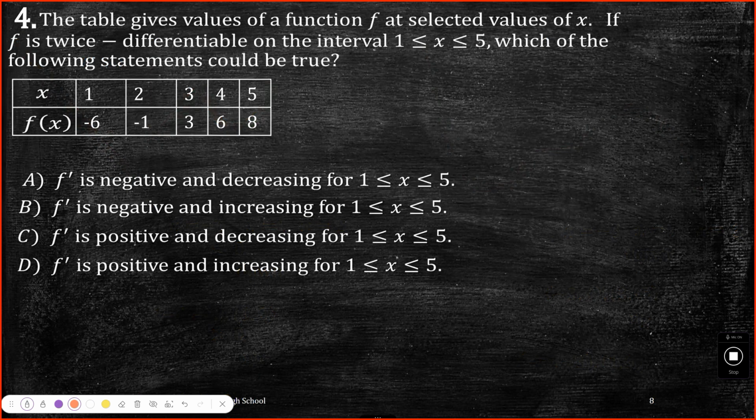All right, let's go to number 4. The table gives values of a function f at selected values of x. If f is twice differentiable on the interval from 1 to 5, which of the following statements could be true?